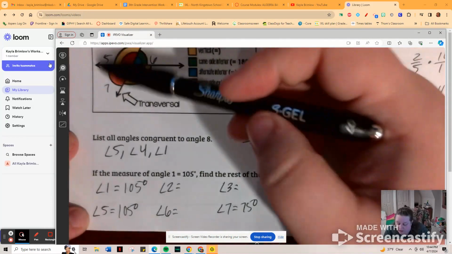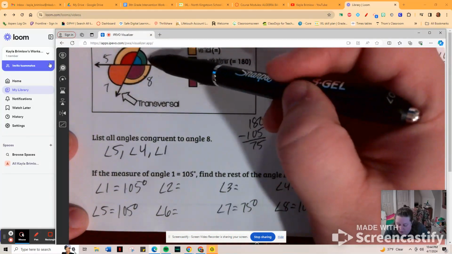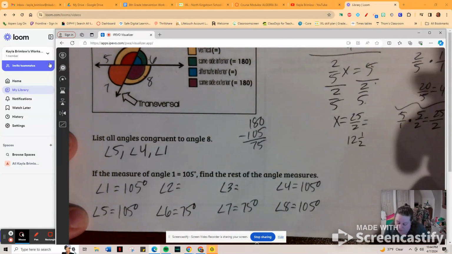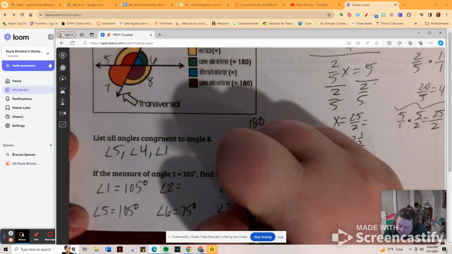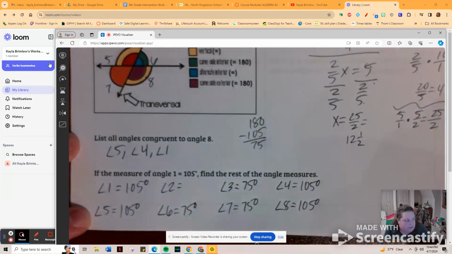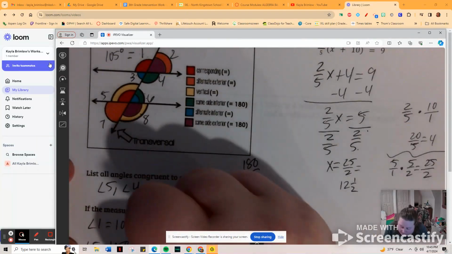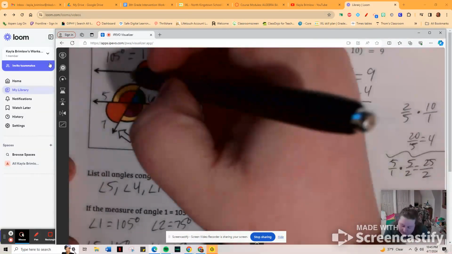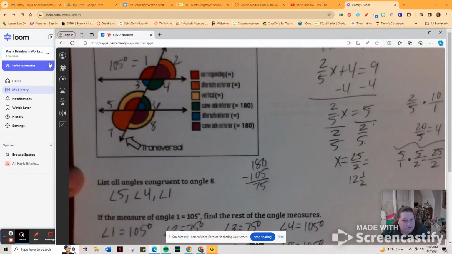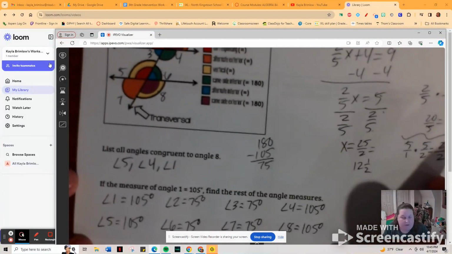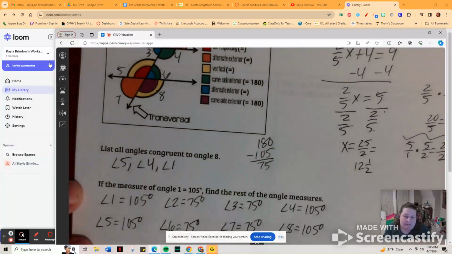So from here, from 7, that also means 6 is 75 degrees because they are vertical. That also means 3 is 75 degrees because it is alternate interior to 6. And that means 2 is 75 degrees because that is vertical to 3. So now you are going to complete the RICAS review problems on a separate sheet of paper.